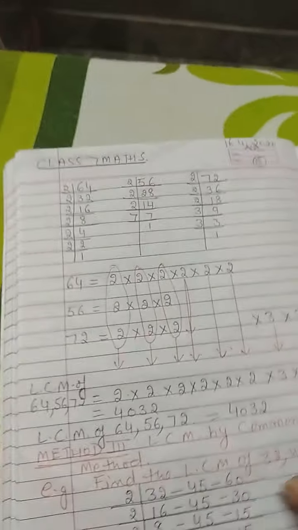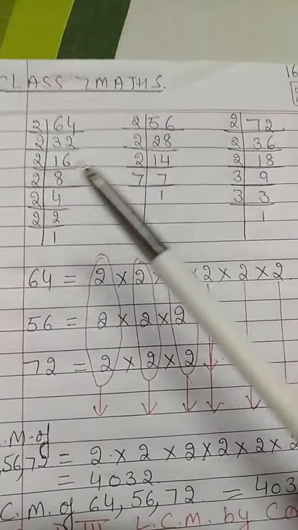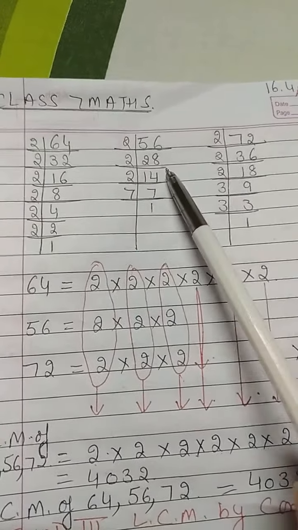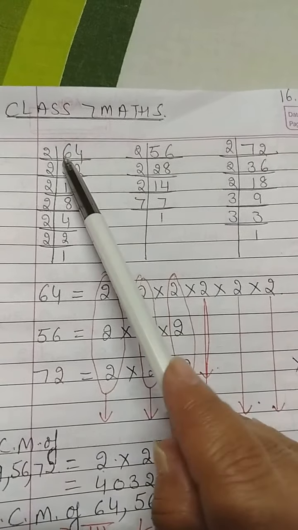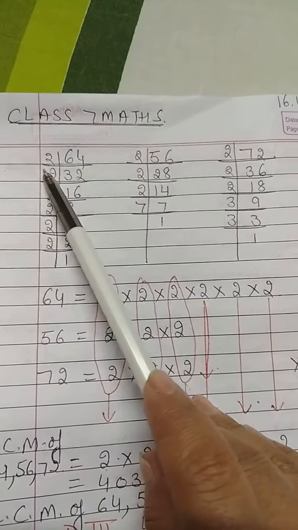So I have one more example regarding this. If I have to find the LCM by prime factorization of 64, 56, 72, then first you check 64 by the first prime, the even prime number.